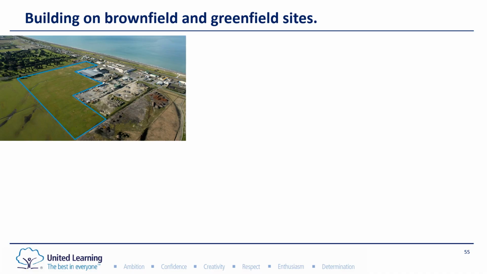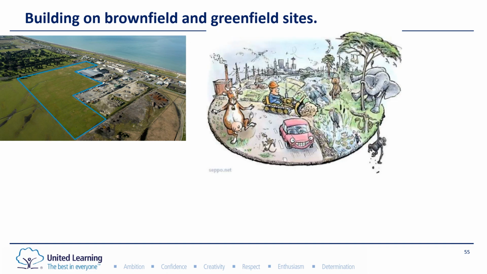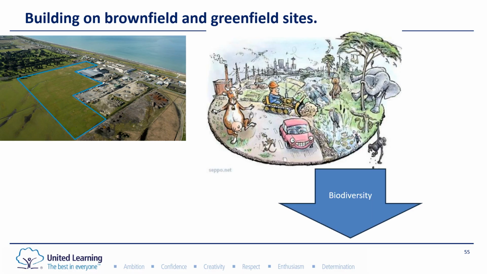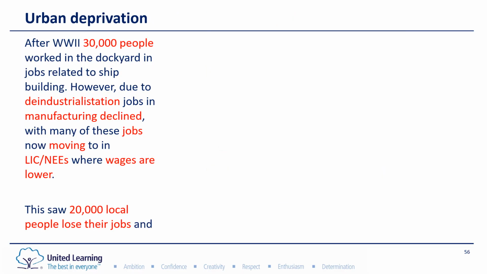Another challenge is building on greenfield sites, for example Harbour Place in Drayton and Farlington. By building on greenfield sites, it reduces the habitat for wildlife such as local foxes, local rabbits, and this means the biodiversity will decrease.